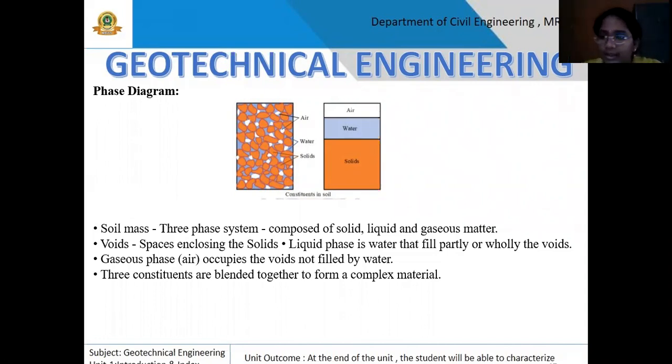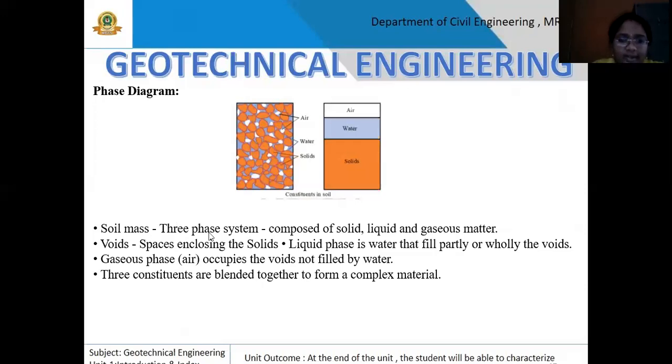The solids are nothing but the soil particles. Water is nothing but water, and air are filled in between the soil particles. So the soil is always called a three-phase system, and we represent it diagrammatically in this way. So it is generally the normal way, and this is the schematic diagrammatic way.